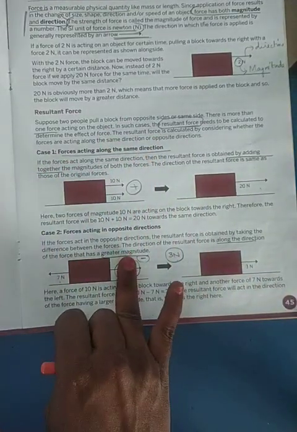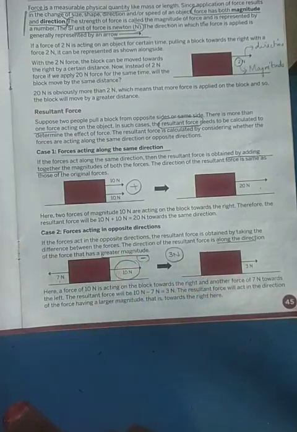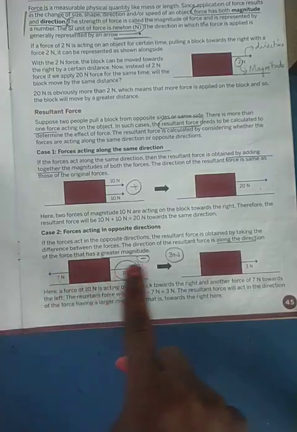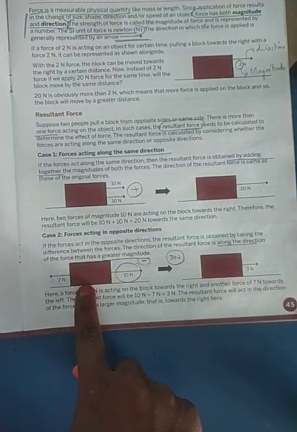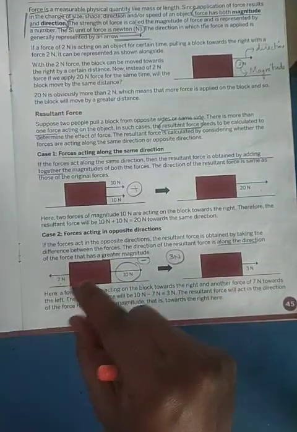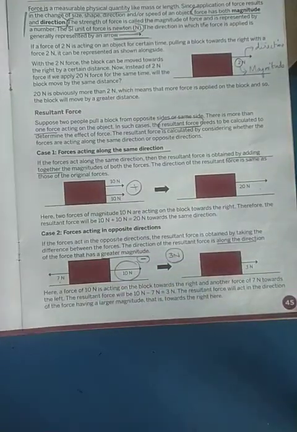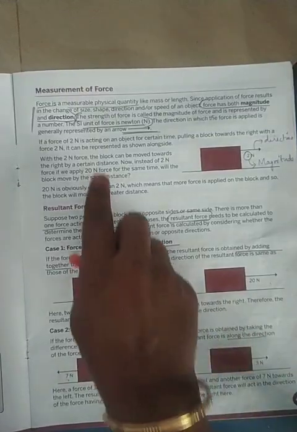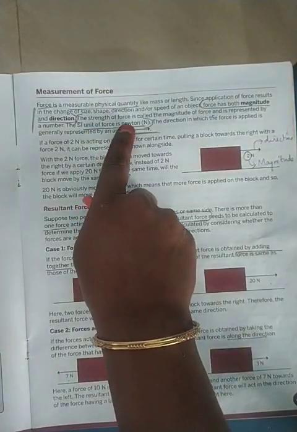It can be measured. First point. Second, if we measure, we have to measure two things: one is magnitude, one is direction. Magnitude means that value, the numerical value is called the magnitude. Direction is in which direction the force is acting. And the unit of force is Newton.